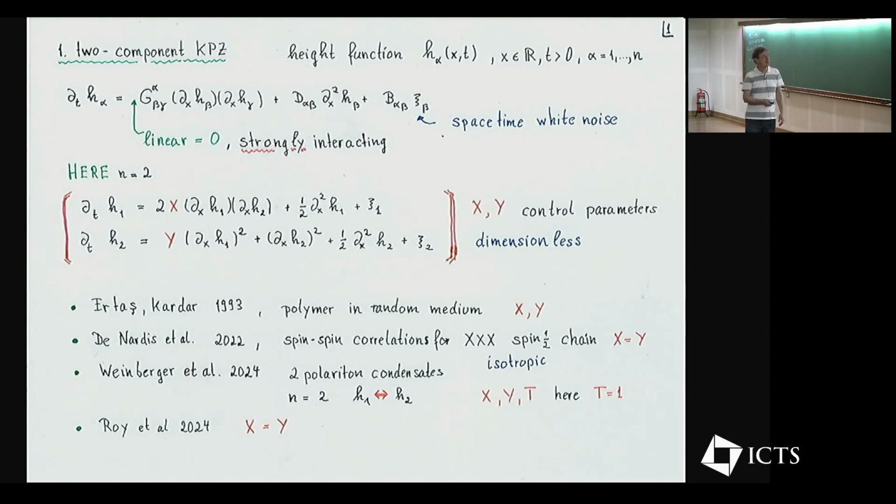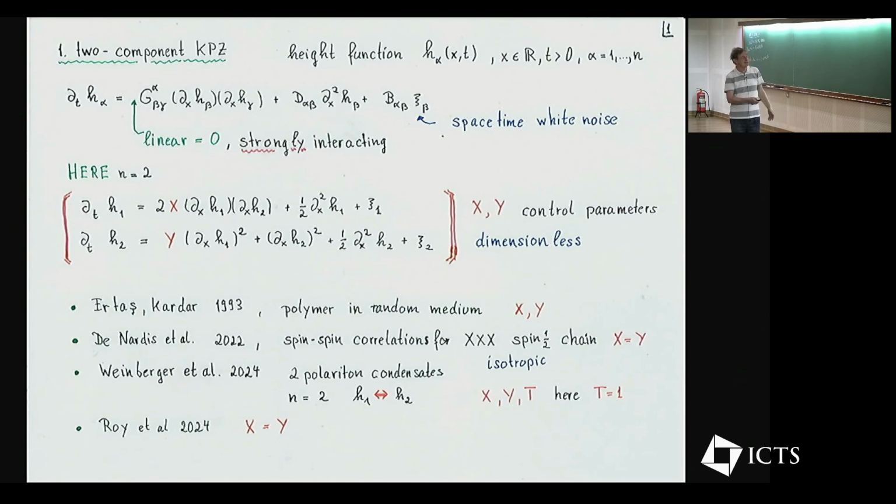Okay, and so the first person who looked at this was actually thinking of a polymer, which is stretched in the x direction, and H1 and H2 are the two components in the plane directions. And then there's very nice work by Jacobo. He studied a totally different problem, namely the spin-spin correlation in the Heisenberg chain. But then he derived effectively an equation exactly of this type. So that's a further motivation.